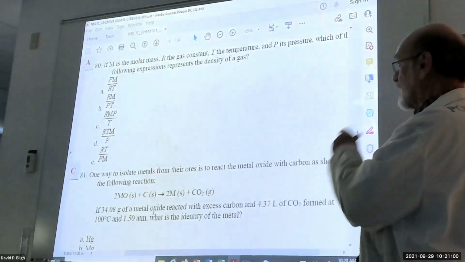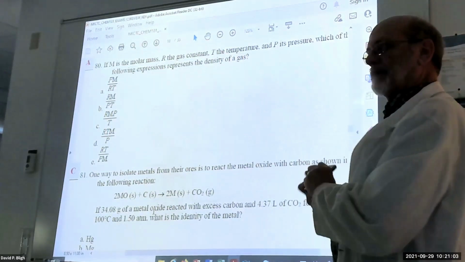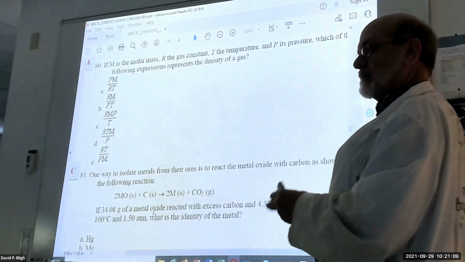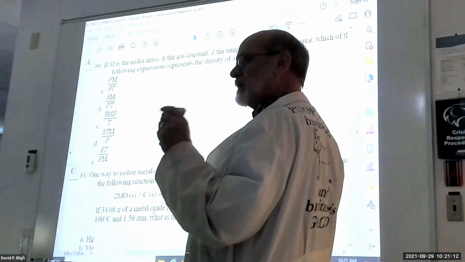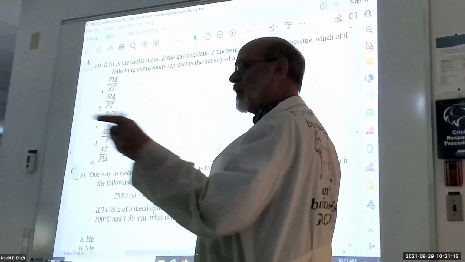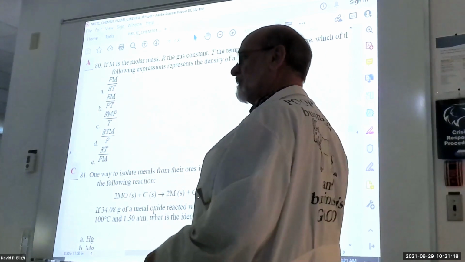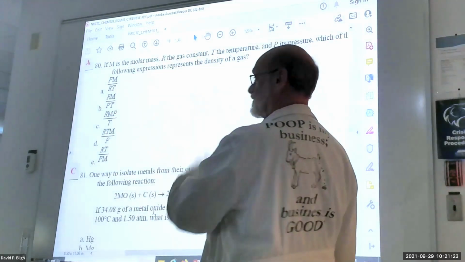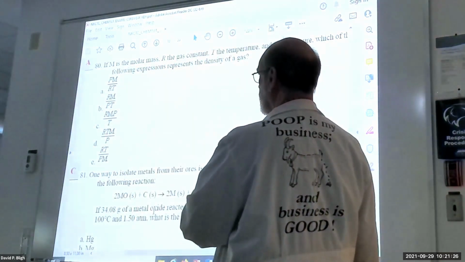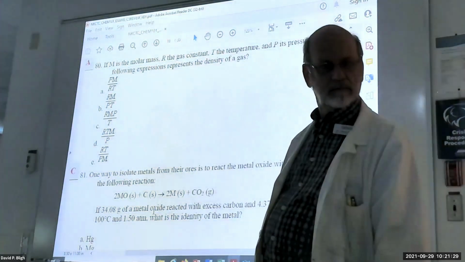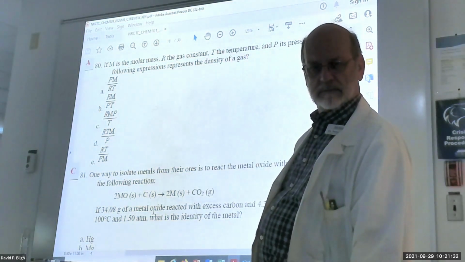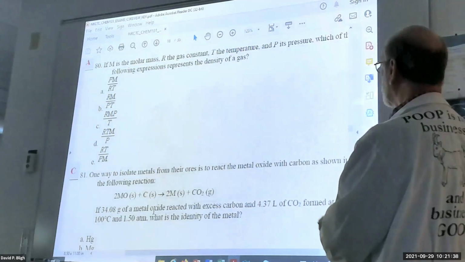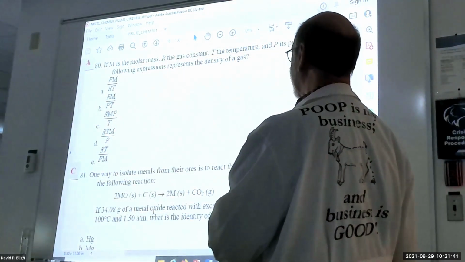We've already done this type of problem, where you combine equations, you substitute values. Actually, not values. You substitute equivalent expressions from one equation into another. It's kind of like solving simultaneous equations in algebra. You all remember how to do that. This is similar concept. If M equals molar mass, R is the gas constant, T is the temperature, P is the pressure, which of the following expressions represents the density of a gas?